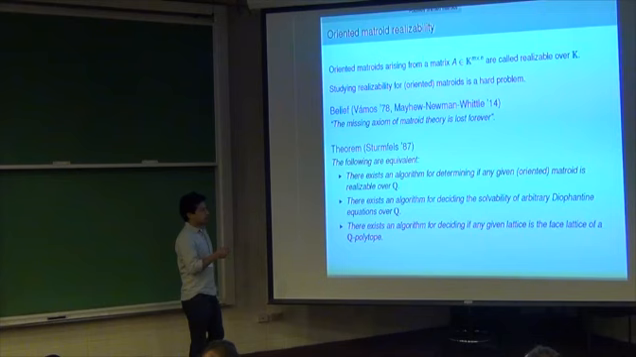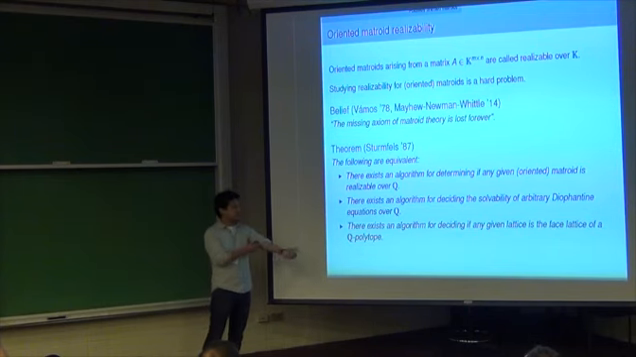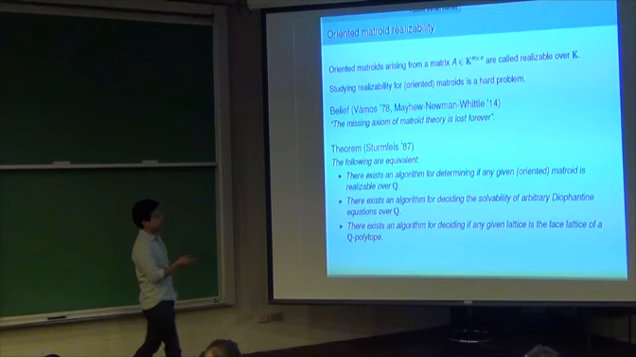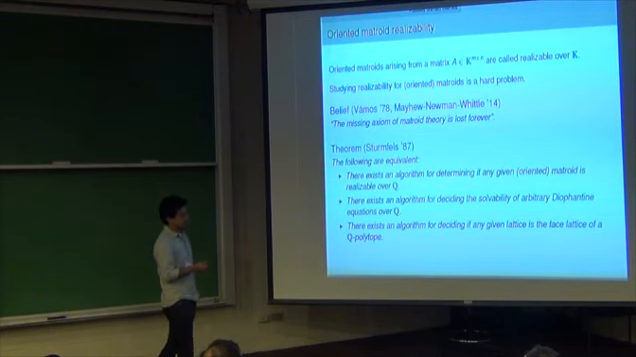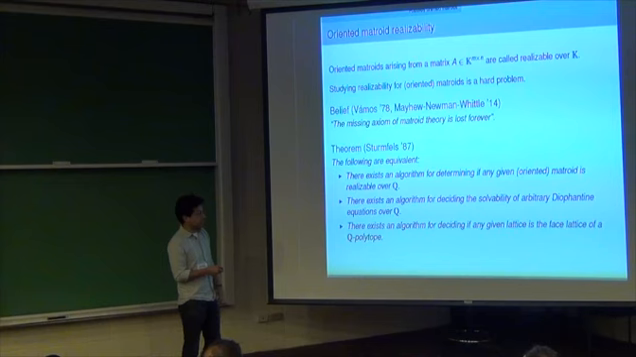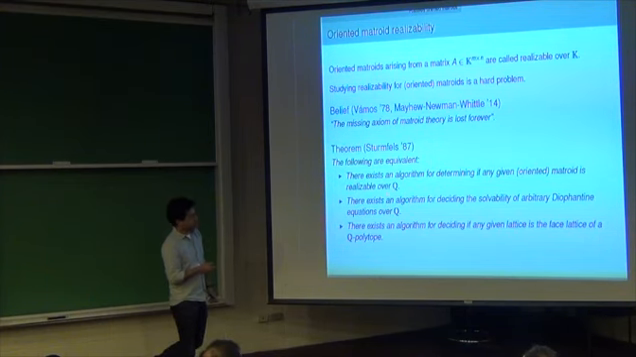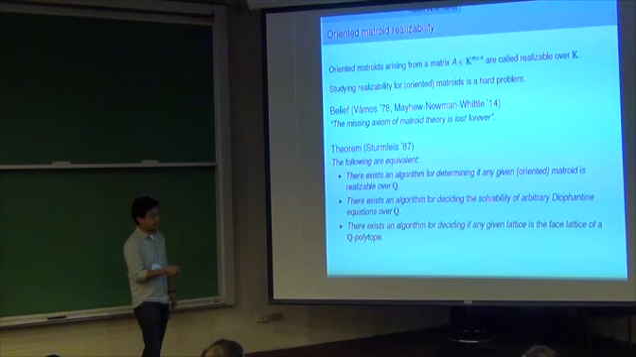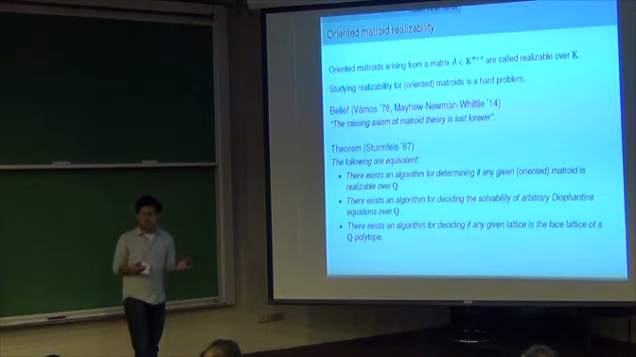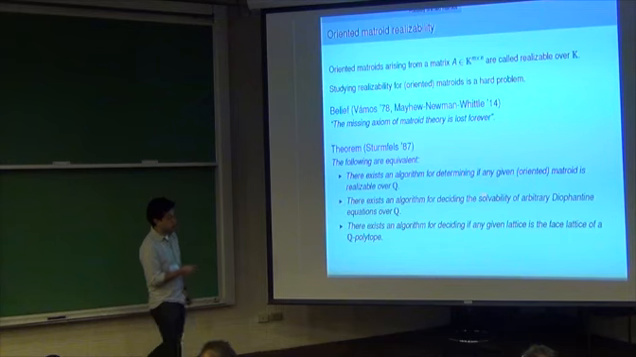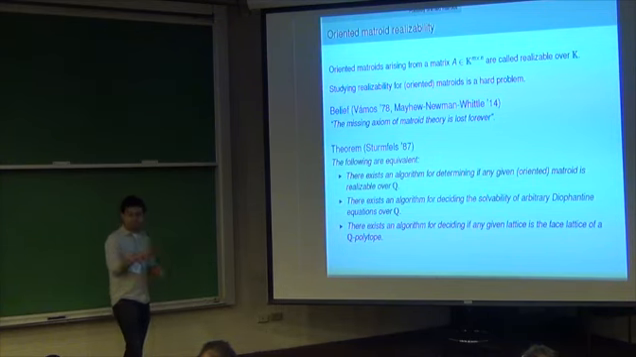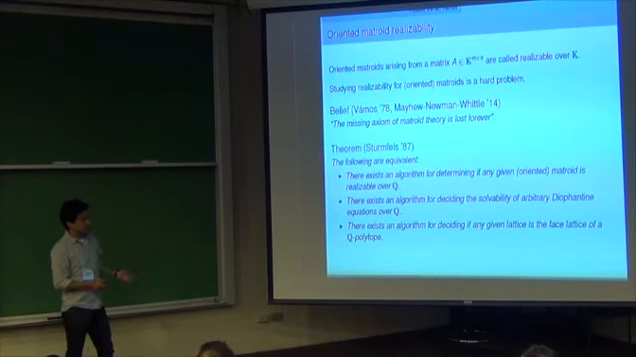And studying realizability of oriented matroids over the rational numbers is particularly hard. So here's a theorem of Mnëv's that says that the existence of an algorithm for determining if an oriented matroid is realizable over the rational numbers is equivalent to the existence of an algorithm for deciding the solvability of arbitrary Diophantine equations over the rational numbers. So this is Hilbert's 10th problem over the rational numbers. And despite a lot of interest by number theorists, this is still open.